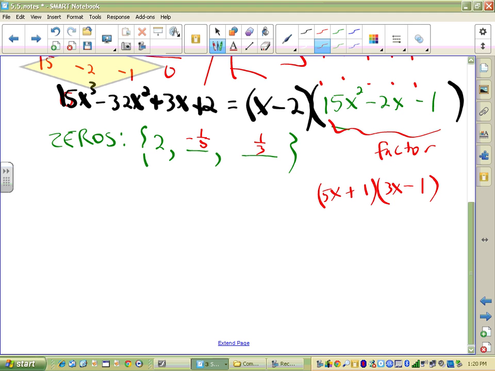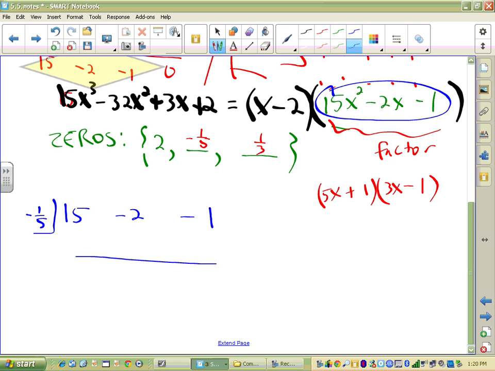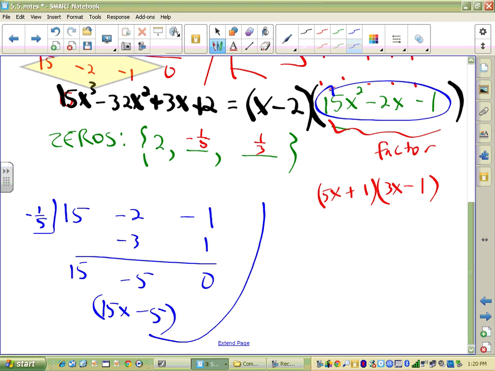Okay? Interesting story. Another way you could have approached this is you could have taken this binomial, plugged a negative 1/5 into a box and divided that, and believe it or not, you'll get a 0 remainder again. Watch, you get 15, negative 3, negative 5, positive 1, and 0. Which leaves what then? It leaves 15x minus 5 as another factor, which would give you this 0 over here. So it all works, it all fits together.